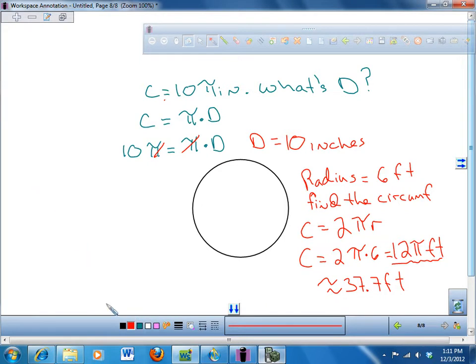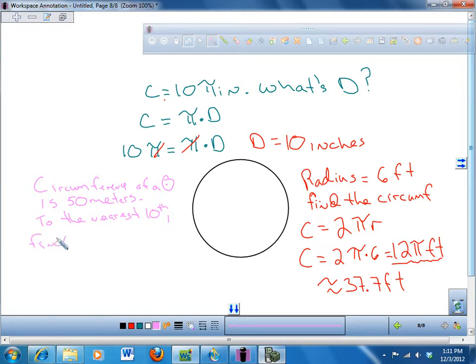So then, next thing, say they did one like: the circumference of a circle is 50 meters, to the nearest tenth of a meter. Find the radius.